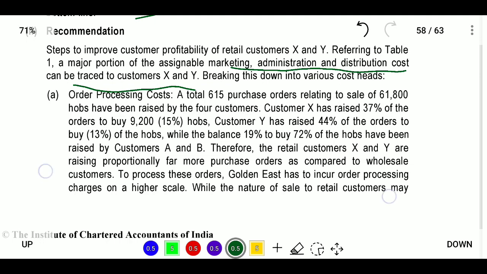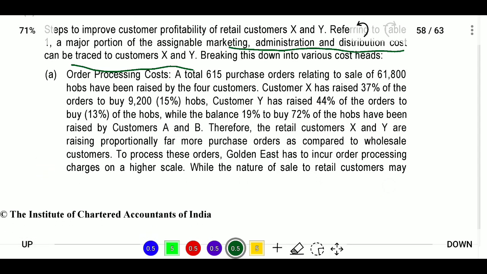Breaking this down into various costs. What are the costs we have provided? What are the cost drivers we have? From the individual cost drivers, we will provide the percentages, who is incurring more cost and who is incurring less cost, and we will provide the strategy for them.